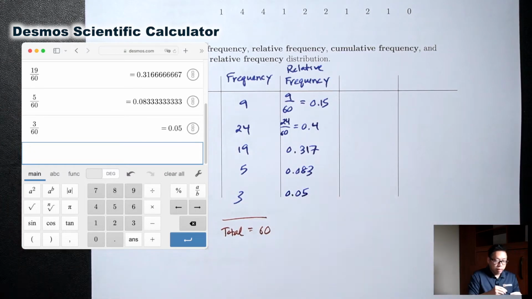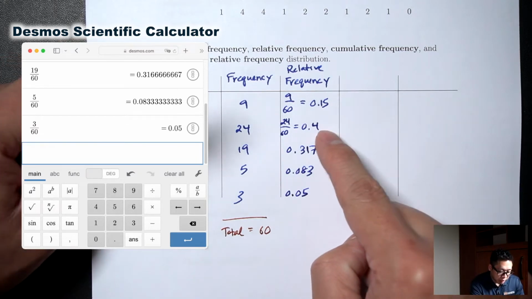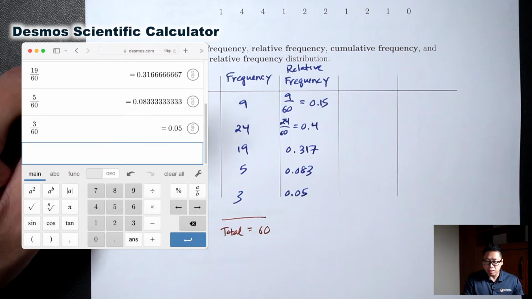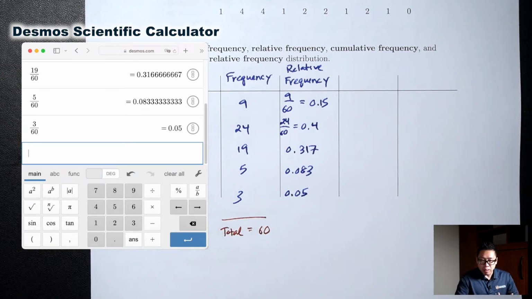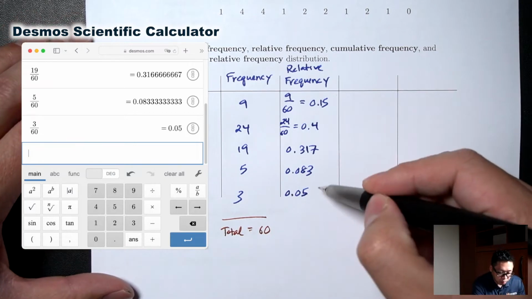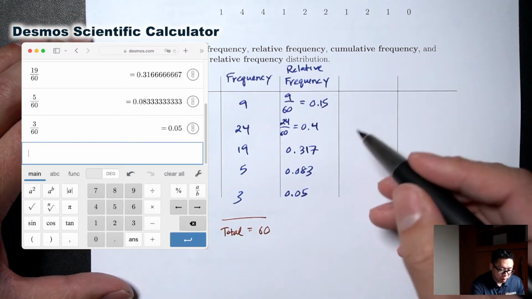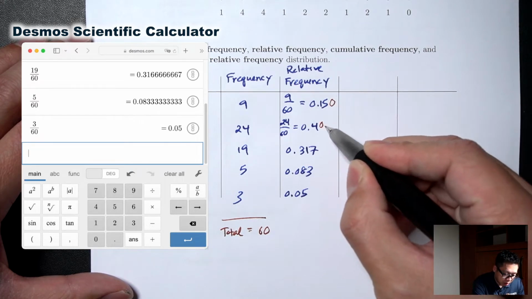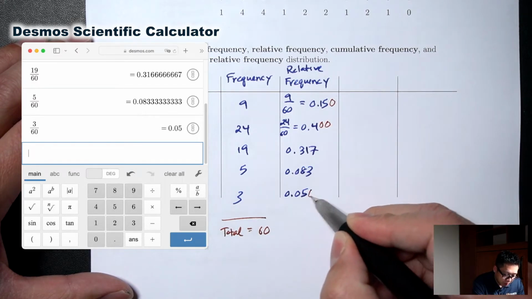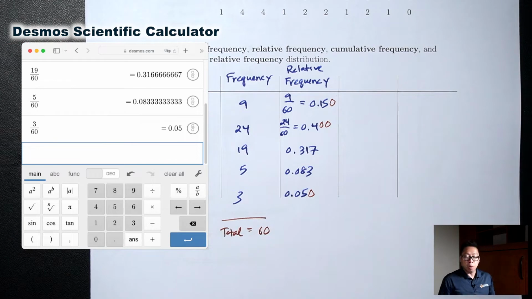And then remember, in the previous lecture when we talked about the qualitative data, I said if you end up with decimals that you don't have to round, add on zeros at the end so that every number has the same number of decimal places. So I'm going to add on until I get 3 decimal places on each one. And that is just going to help me when I actually have to compare. So these are the relative frequencies.